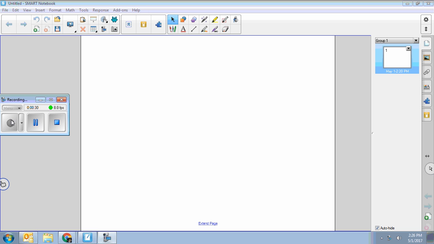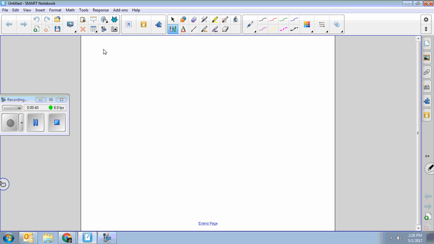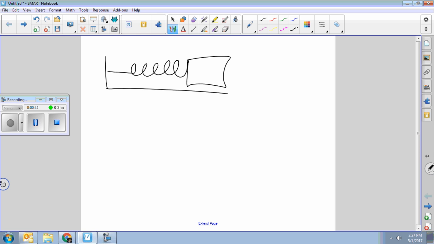All right, so 23. It says a block is attached to a spring. It undergoes simple harmonic motion on a horizontal frictionless surface. So you should be picturing that, except it shouldn't be floating, and then it's oscillating back and forth.